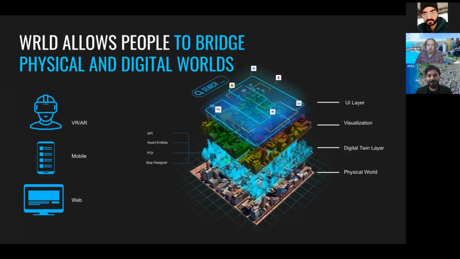And thanks to having a digital twin layer, you're able to, as a developer, do a number of different things, such as really create a visualization layer. And then WRLD also offers a UI layer that developers can go implement directly in their application. And just like Unity, we are cross-platform. So it is truly a build once, deploy everywhere model. So that digital twin is then available for you on web, mobile, virtual, and augmented reality.